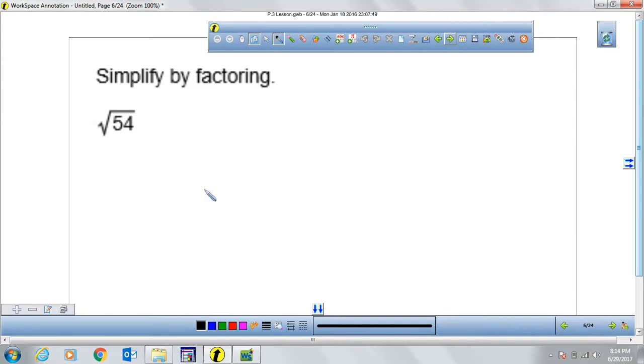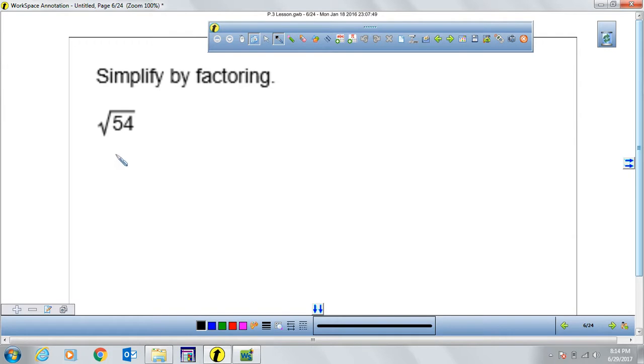So the problem is the square root of 54. That's what we want to simplify. Now 54, there's nothing that I can square that will give me 54. So in this particular case, we need to factor this radical. There are two ways that we can do this. One of them is by a factor tree, and when we take a square root we need to get pairs of the same number. So I'm going to show it to you both ways. Let's start with the factor tree.